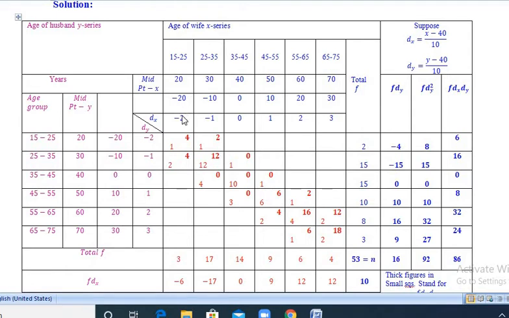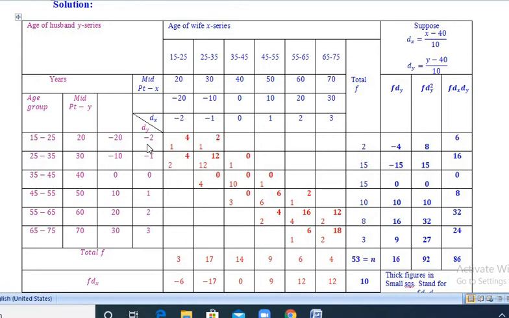That is dx is equal to x minus 40 by 10, where 10 is the step length of the class interval, and we call it x minus 40 by 10, means minus 20 by 10 is minus 2, minus 10 by 10 is minus 1, and 0 by 10 is 0, 10 by 10 is 1, 20 by 10 is 2, 30 by 10 is 3.